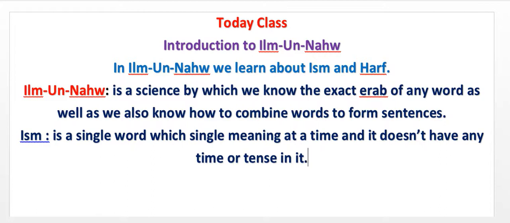It means that while translating ism, we don't have to specify the time, that this thing is happening in the past, or this meaning is in the present, or this meaning is in the future. For example, when we say kitabun, it means book. Kitab is ism and has only one meaning, that is book. While translating it as a book, we don't have to specify any time or period in it. Like we are not saying that a book is in the past, a book is in the future, or a book is in the present.